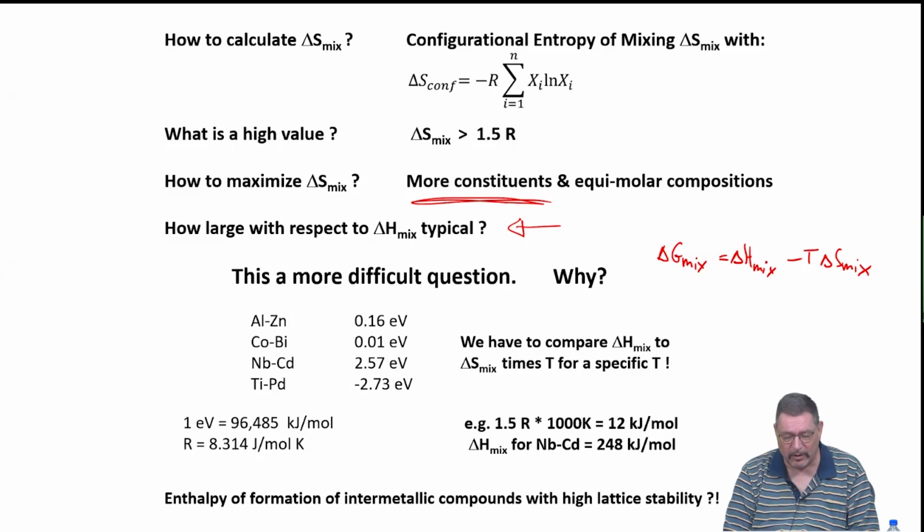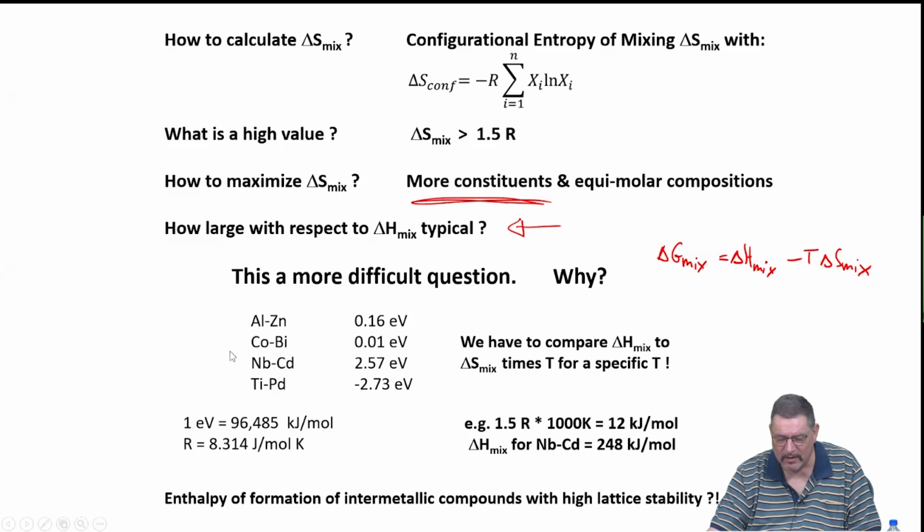And if we now look into the literature on some of these mixing values, they are tabulated, normally given in electron volt, but you can easily convert. And you see, for example, for niobium, cadmium, this value, 2.57 eV, corresponds to 248 kilojoule per mole. This is the mixing enthalpy of this material.